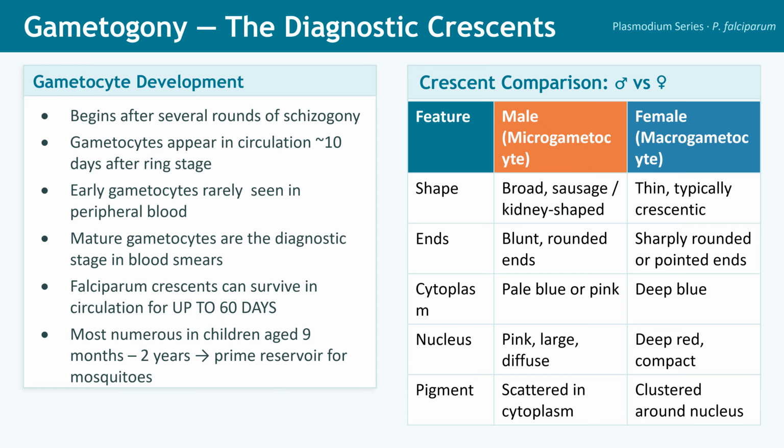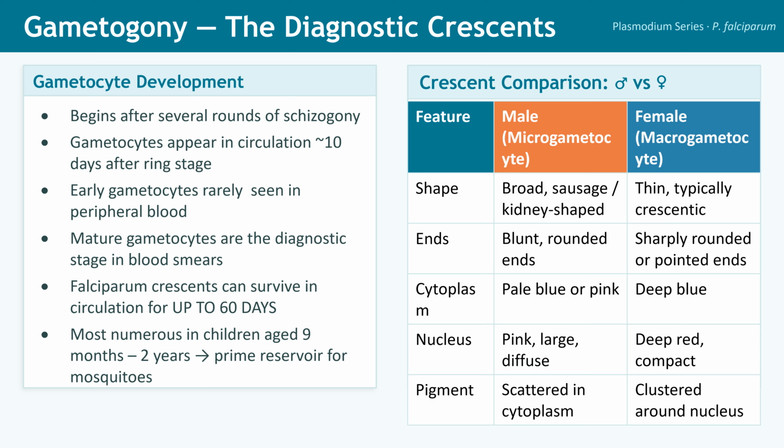Mature gametocytes, which are seen in peripheral smears, are curved oblong structures described as crescentic, sickle, sausage or banana shaped, and they are usually referred to as crescents and can survive in the circulation for up to 60 days.